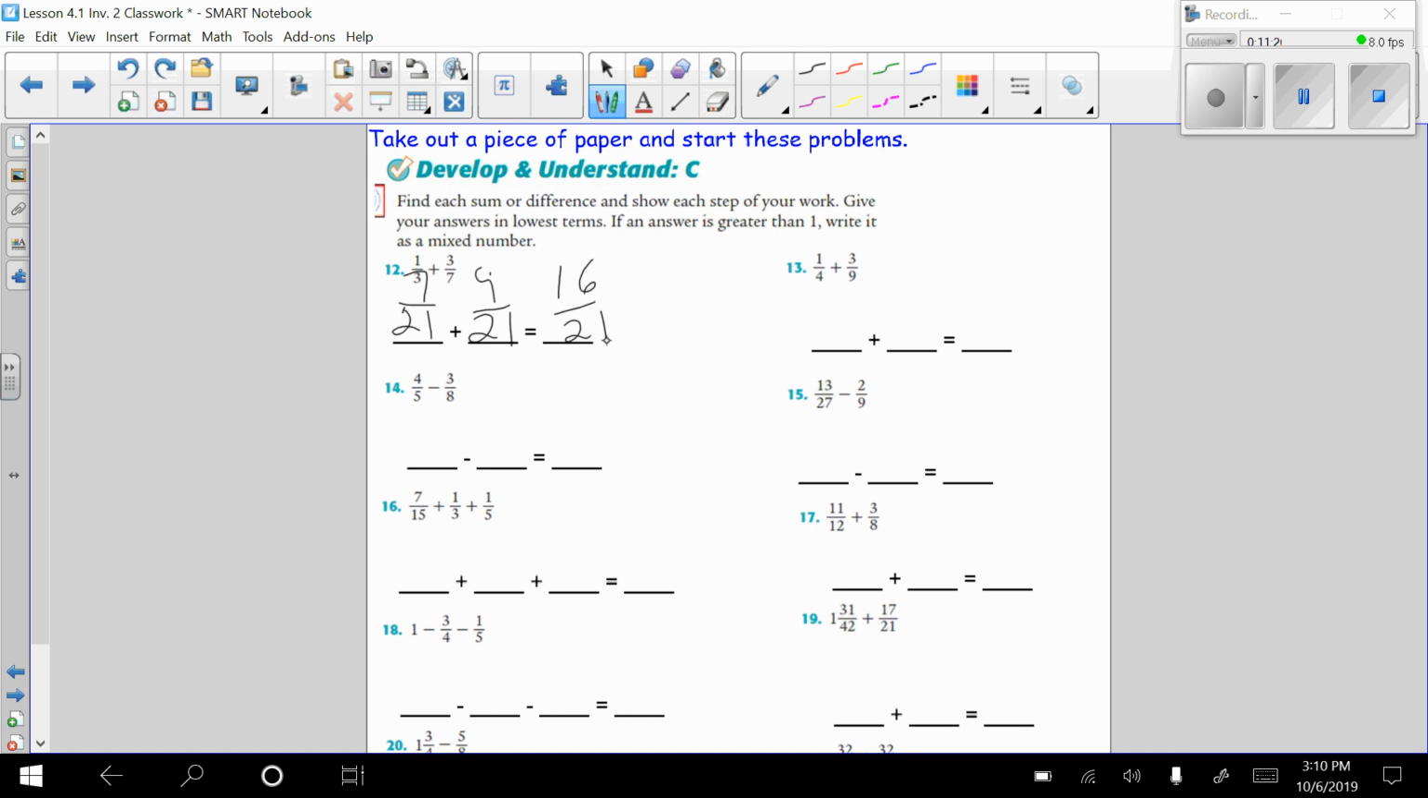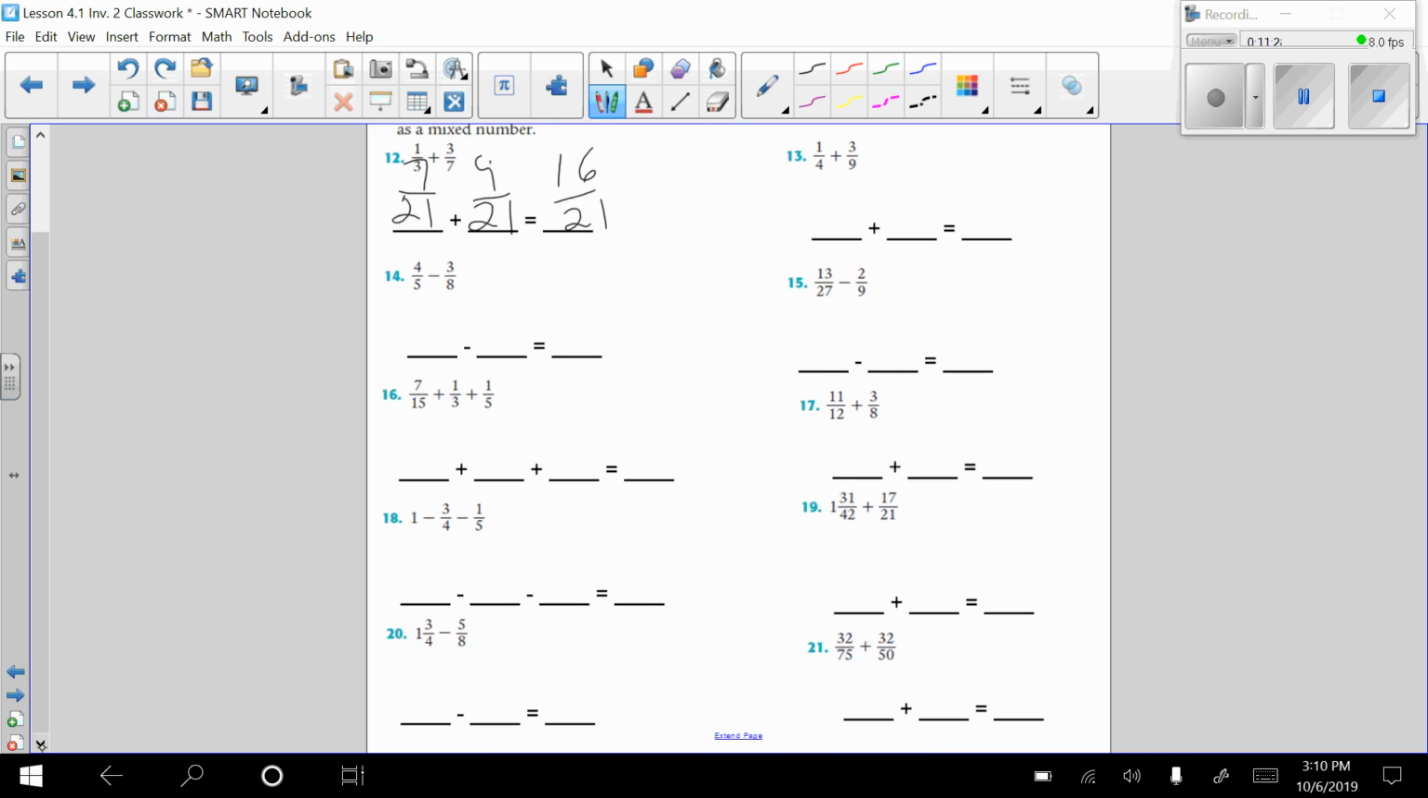Here are some additional ones I want you to try. I'm going to do a couple more with you just to give you an idea. Let's look at number 18. It has the 1, and then it has 3/4 and 1/5. Well, the common denominator is going to have to be 20 because 4 times 5 is 20. So in this case, I'm going to change the 1 to 20 over 20.